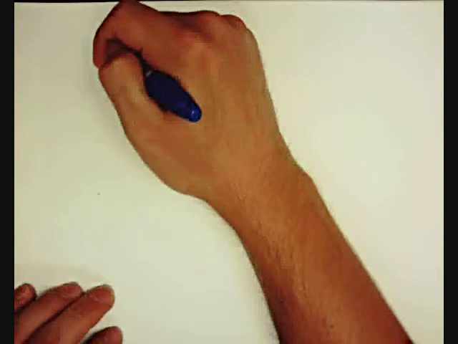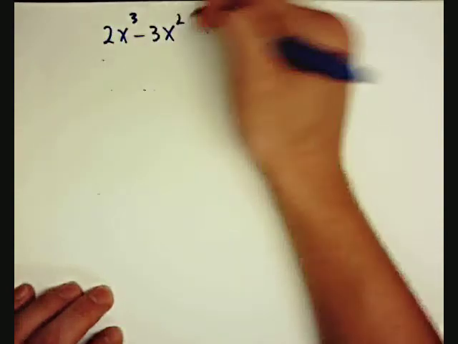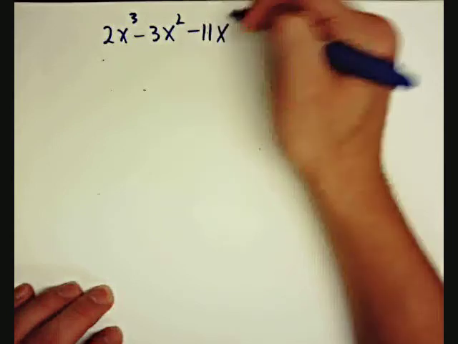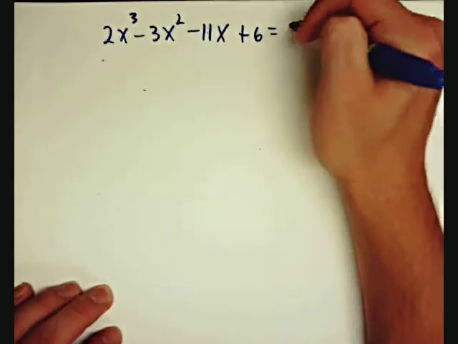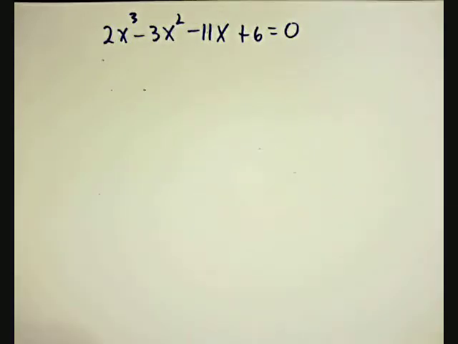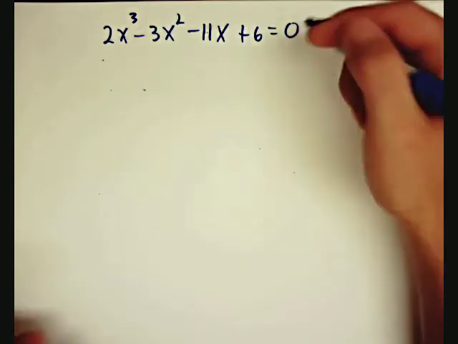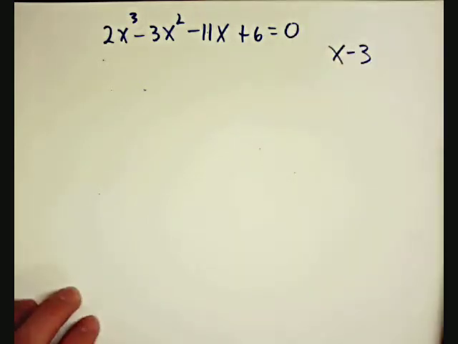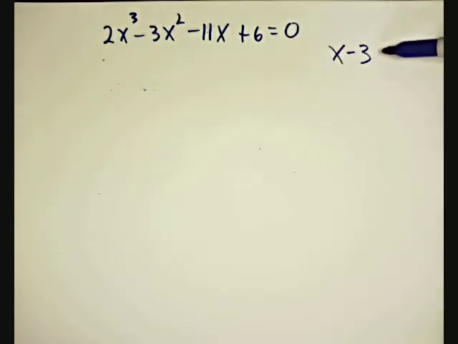Example 6, we have a polynomial equation, 2x cubed minus 3x squared minus 11x plus 6 equals 0. Given that 3 is a 0, find the remaining solutions for this. Okay, so since 3 is a 0, that means that x minus 3 is a factor of the polynomial. So if I divide my polynomial by x minus 3, the quotient I get will be a second factor to go with x minus 3.